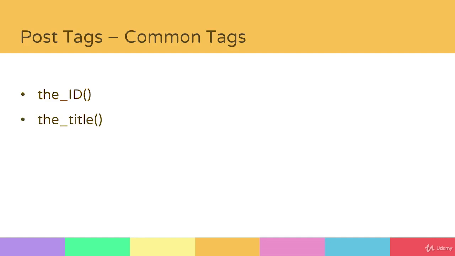Then we have the title, which will obviously give us the title for a page or post, and the content. So we've seen all of these before, but they do have some extra parameters, which we'll look at individually in a bit here. Then we have the excerpt, which will give us either a smaller version of the content or the content from the actual excerpt field in the post editor.